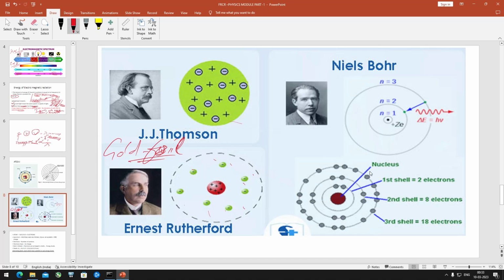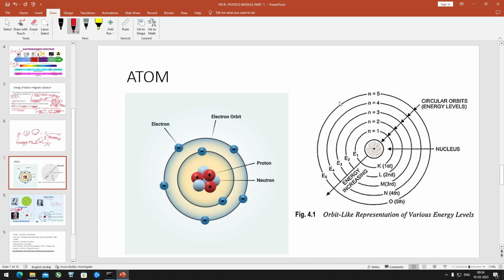The first experimental model of an atom was generated by Niels Bohr, and it has been widely approved and widely used for understanding various things in radiology. So this is essentially Bohr's atomic model, in which you have a centrally placed nucleus surrounded by electrons. The electrons are arranged in shells or orbits, which we can call circular orbits or energy levels surrounding the nucleus.